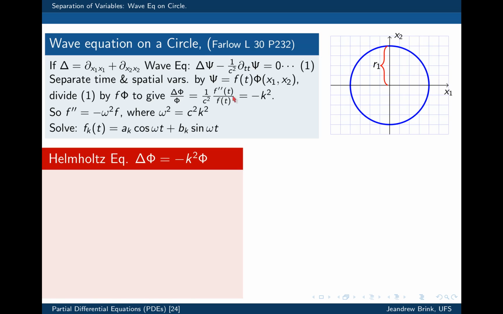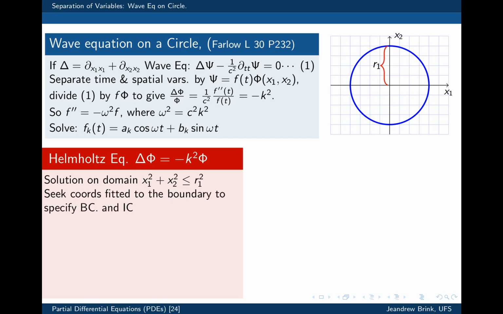Okay, so the second equation that we're solving here is just the Helmholtz equation. So here we have it, and we want the solutions on this domain: x1 squared plus x2 squared is less than r1 squared. And what we now do is we seek coordinates that are fitted to the boundary so that we can implement the boundary conditions easily, and also so that it's easy to specify the initial conditions.